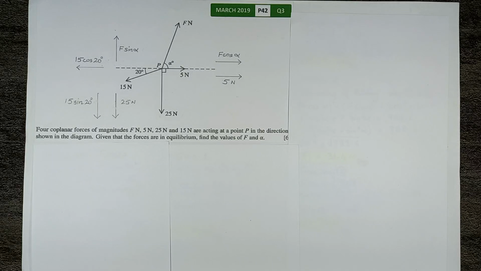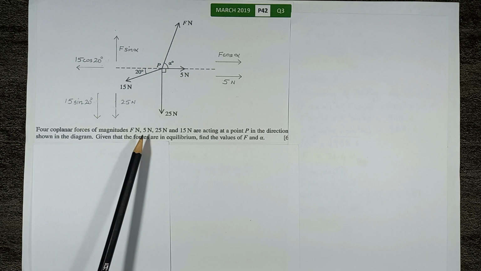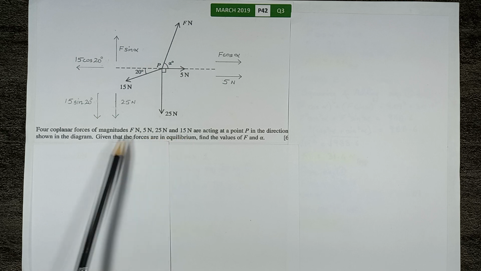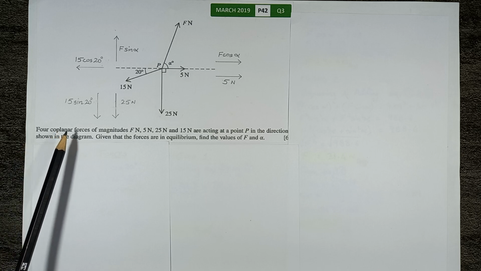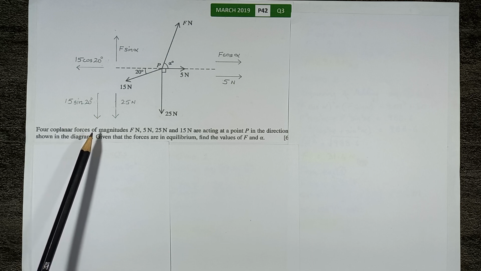Hello everyone. We have a question which says that four coplanar forces of magnitude F Newton, 5 Newton, 25 Newton and 15 Newton. First we should understand what the word coplanar means. Coplanar forces means when all the forces act at a single point, those forces are called coplanar.